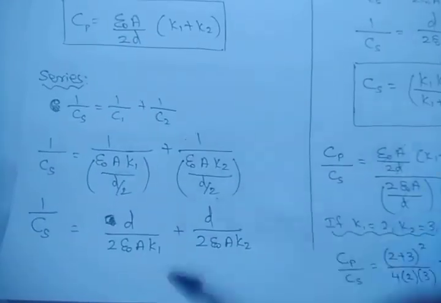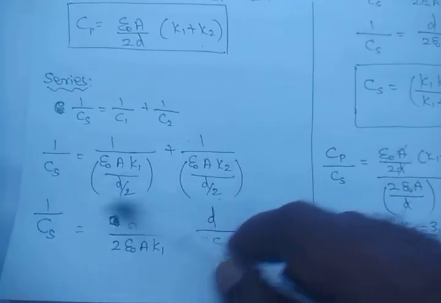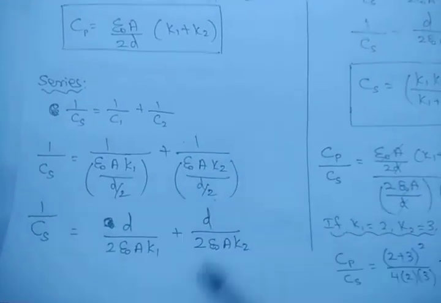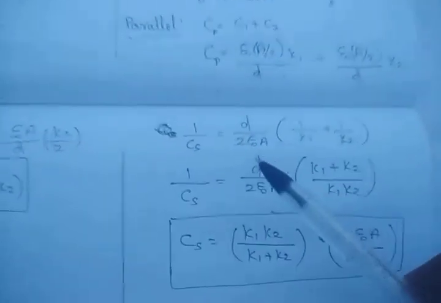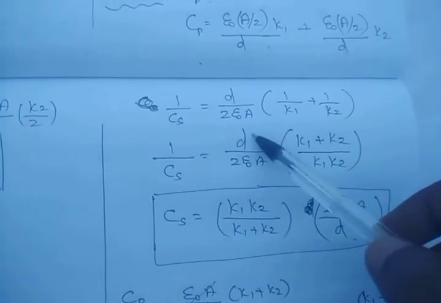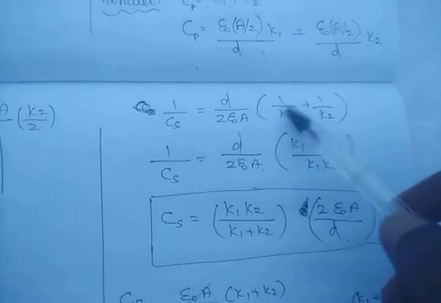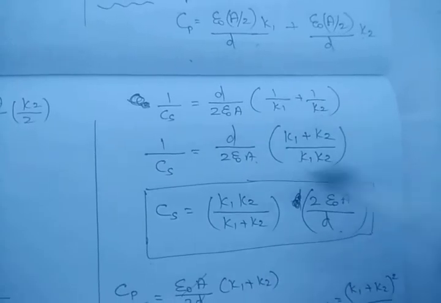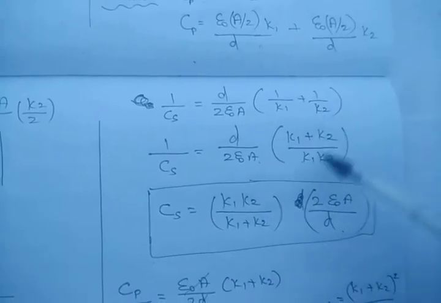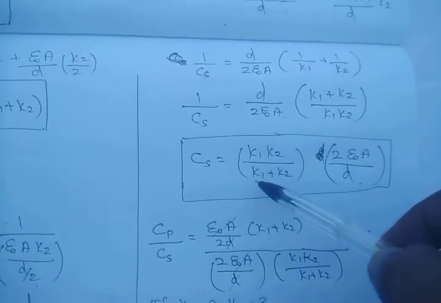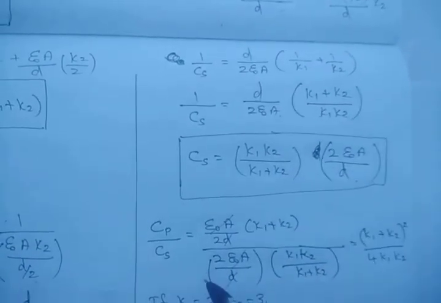So we take the reciprocal. This d will become the numerator, and this 2 will come here. So 2 x lambda naught A by K. Hence we arrive at the equation 1 by Cs is equal to d by 2 x lambda naught A, times 1 by K1 plus 1 by K2. We have to take the LCM for this, we get K1 plus K2 by K1 K2, and finally we arrive at the equation K1 K2 by K1 plus K2 into this equation. This is a reciprocal. We have to take the reciprocal.